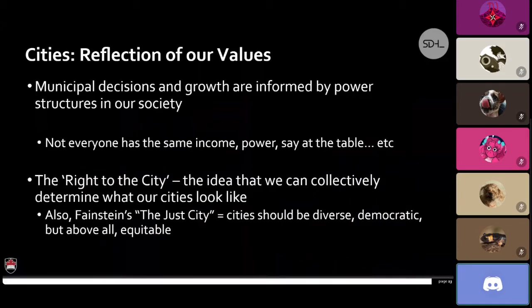And in response to this, there are a lot of thinkers. Henri Lefebvre is one of them. David Harvey is another. They have really contributed to this discourse on the right to the city. It's the idea that populations as a collective should be able to determine what their cities look like. This was further built upon by Susan Fainstein in her theory of the just city, which states that cities should be diverse, democratic, but above all equitable. We're starting from this point in this theory. Next slide, please.